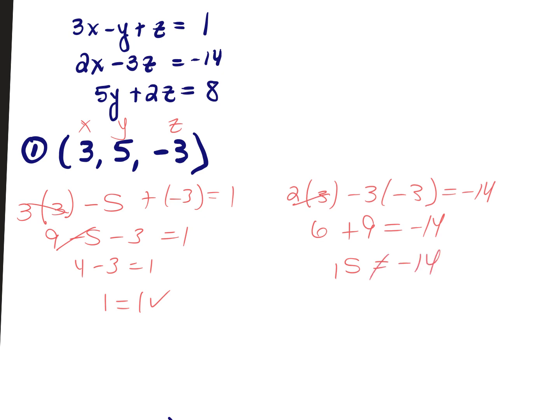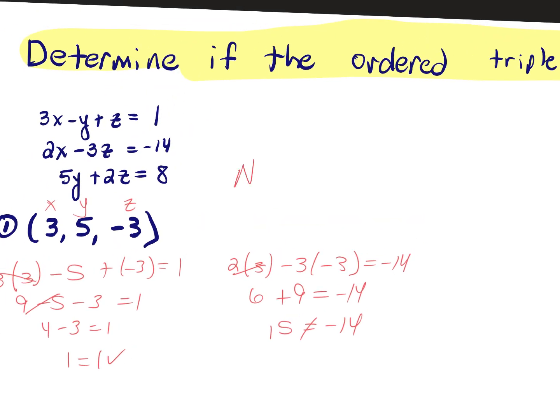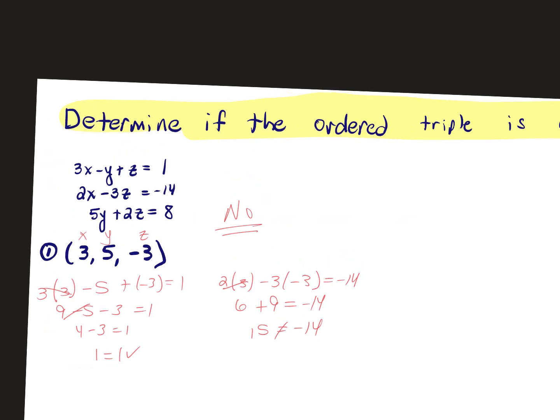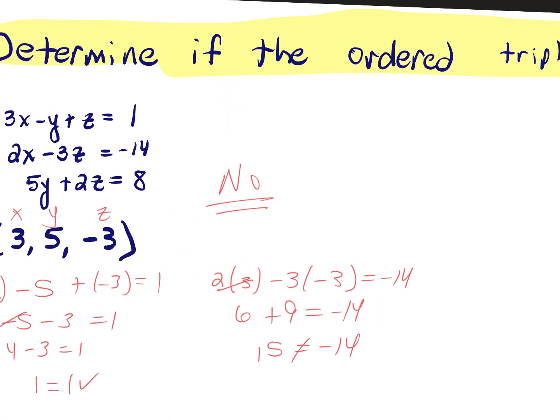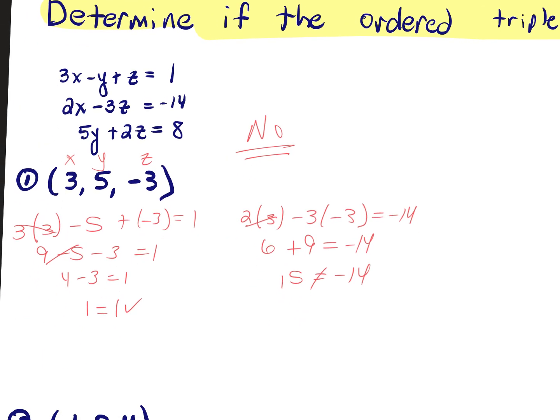No. So right there you can stop and you can answer this question and say no. It says determine if the ordered triple is a solution. No, this is not a solution because it doesn't satisfy all 3 equations. As soon as you get one that doesn't work, you can stop and say, oh yeah, no. But the way that you guys show me that is by plugging it in and showing me, oh look, the left-hand side does equal the right-hand side, or vice versa. It doesn't. Does that make sense?